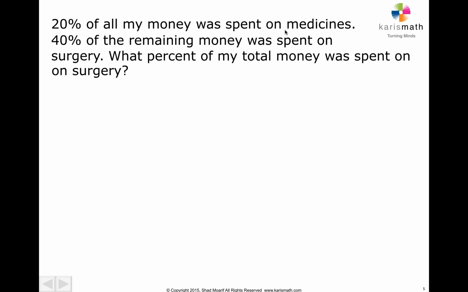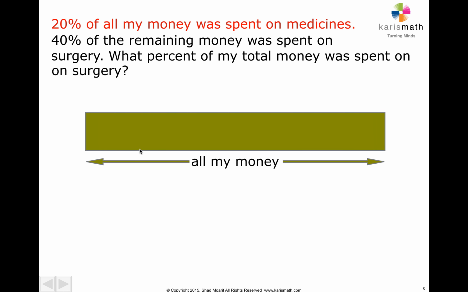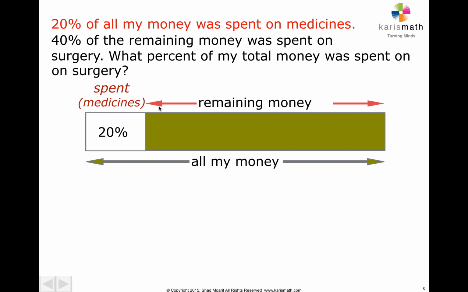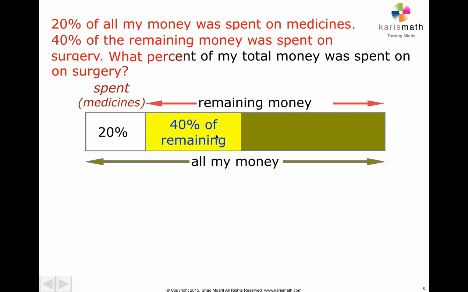20% of all my money was spent on medicines. All my money, that's all my money right there. 20% was spent on medicines, that's this much over here. 40% of the remaining money is this bit here. This is the remaining money. What percent is this? If this is 20%, what percent is the remaining money? That's right, it's 80%. And 40% of that, 40% of this remaining money was spent on surgery.